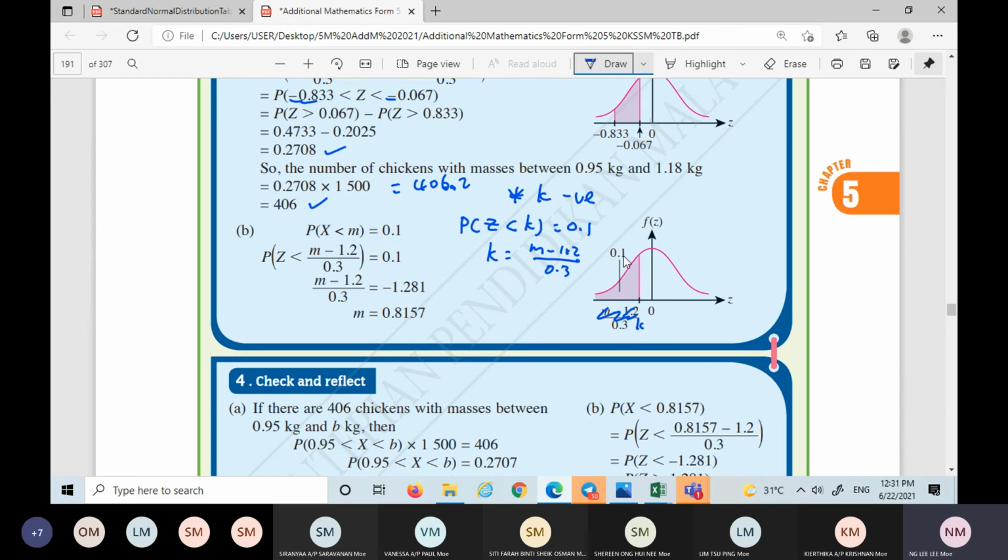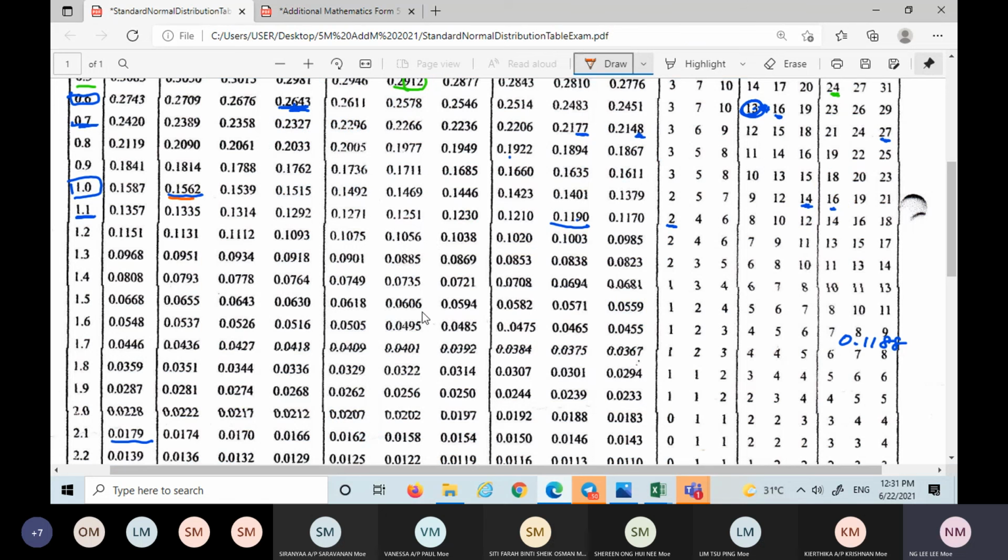Same thing, very simple. Read inside out, right tail. Convert it into right tail. After that remember to write your K is negative. So 0.1. Go and see here, inside out 0.1. 0.1, 17 here, 14, 12, 1.0. It's in between here.